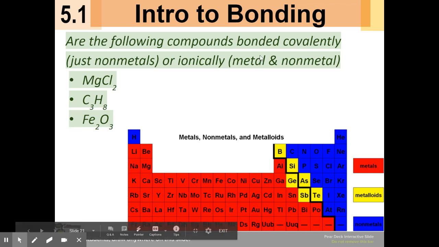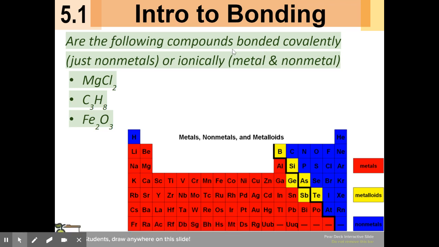Okay? So here's a question for you. Are the following compounds covalently bonded or ionically bonded? And the way you figure this out is, are there any metals? If there's metals and nonmetals, then it's ionic. Ionically bonded means it has metals and nonmetals. Covalently bonded means it's just nonmetals. Let's look at the first one here, magnesium chloride. It's got magnesium, Mg, which is a metal. It's got chlorine, Cl, which is a nonmetal. Metal and nonmetal, this first one is ionically bonded. It's an ionically bonded compound.